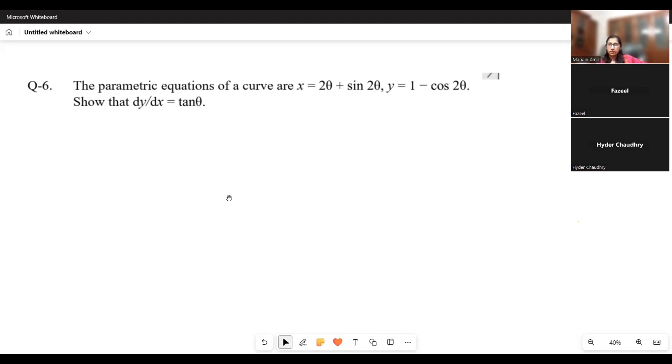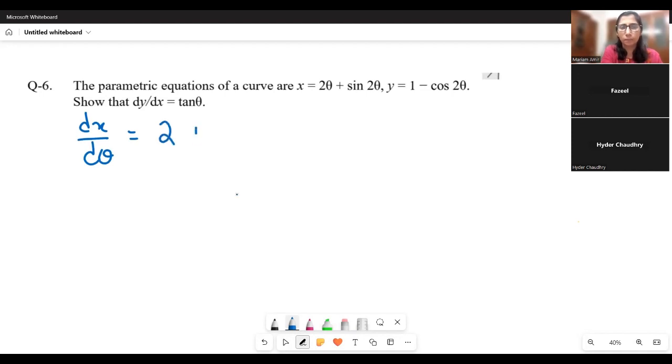Show that dy over dx is tan theta. Alright, let's differentiate x with respect to theta, then y with respect to theta, and then we'll use the chain rule. So dx over d theta is going to be derivative of 2 theta, which is just 2, plus derivative of sine 2 theta, which would be 2 cos 2 theta.